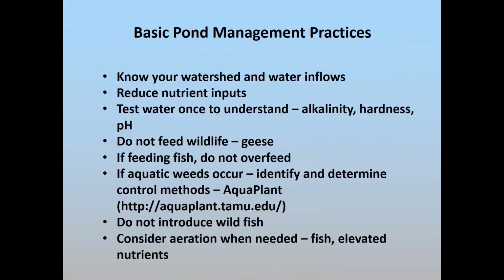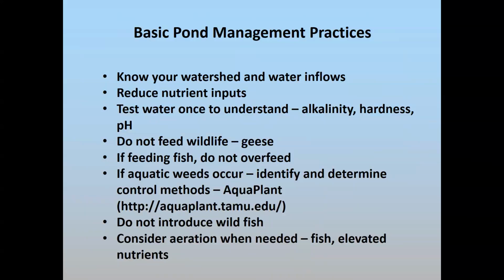So here's a list of basic practices in addition to what I've talked a little bit about. It's always good to know what's going on with your pond, know your watershed. What are the uses of that watershed? What are the nutrient uses on that watershed? And then the water inflow. Do you have a flow-through pond? A flow-through pond, especially if it's excessive flow, can be difficult to manage aquatic plants in because, if you're adding a herbicide, then it's going downstream, and you want to avoid that. Minimal flow, like a small spring, that's typically easy to work with.